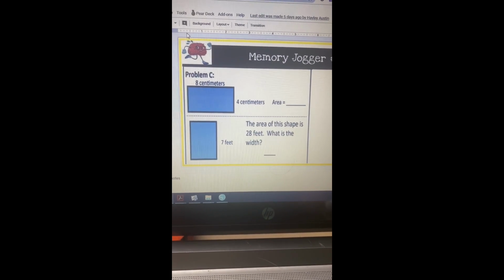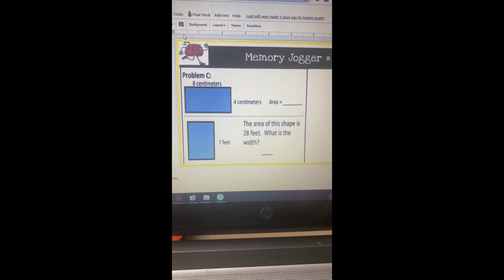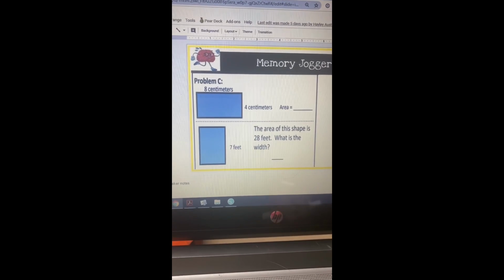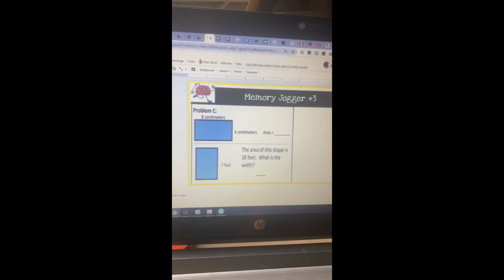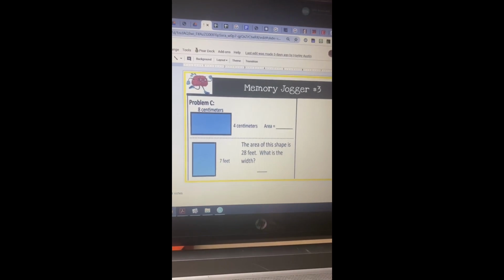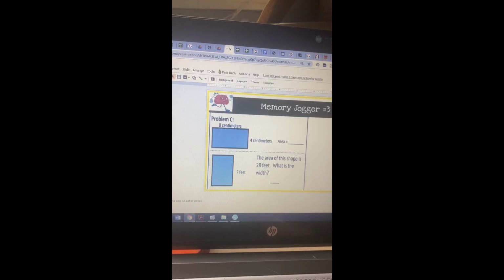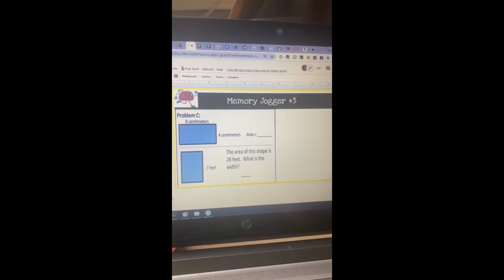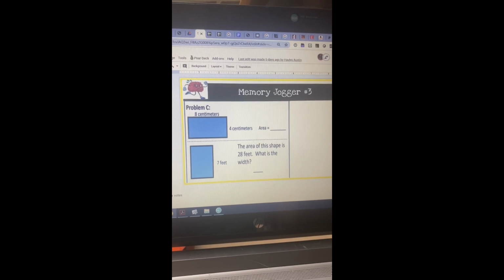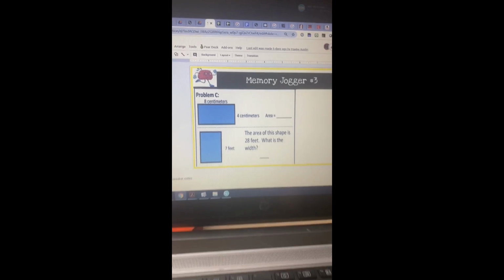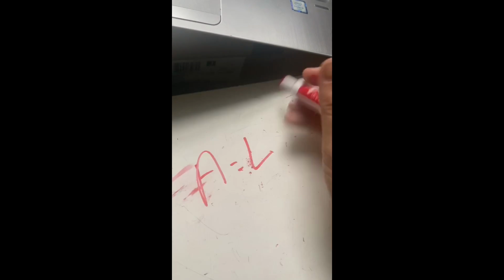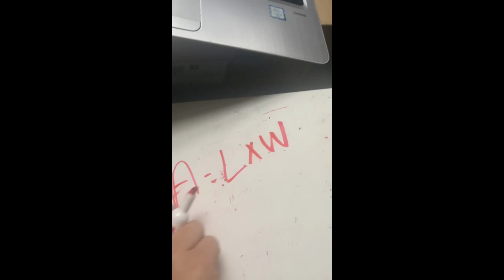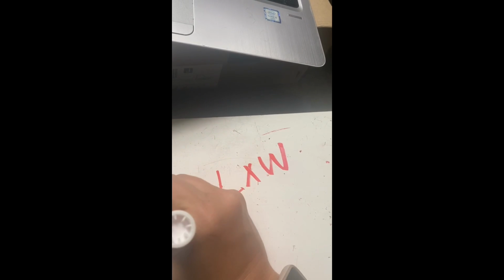All right, looking at problem number 2. The area of the shape is 28 feet. What is the width? This actually is a problem that we did not teach you this year, so pay close attention. I did not make your practice for today, so I'm unsure if this is a problem on there, but we'll talk about how to solve it. So the area of the shape is 28 feet. What is the width? Area equals length times width. Actually, we did talk about how to solve this problem. I lied. Thought it was a little bit trickier than it is.